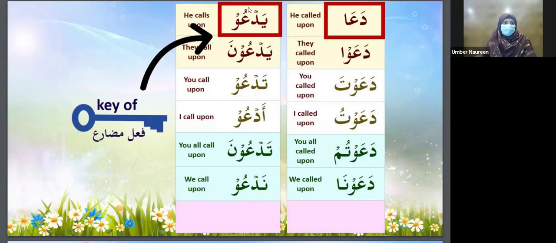And how can you recognize from this table that it is following the pattern of nasara? This dhamma would be telling you yad'u. And also when the amr comes, you will see the dhamma here too: ud'u. So the dhamma in the table will be telling you that it is following the pattern of nasara. It is a weak verb. It has the root letters dal, ain and waw. Waw is the weak letter, so it is a weak verb.